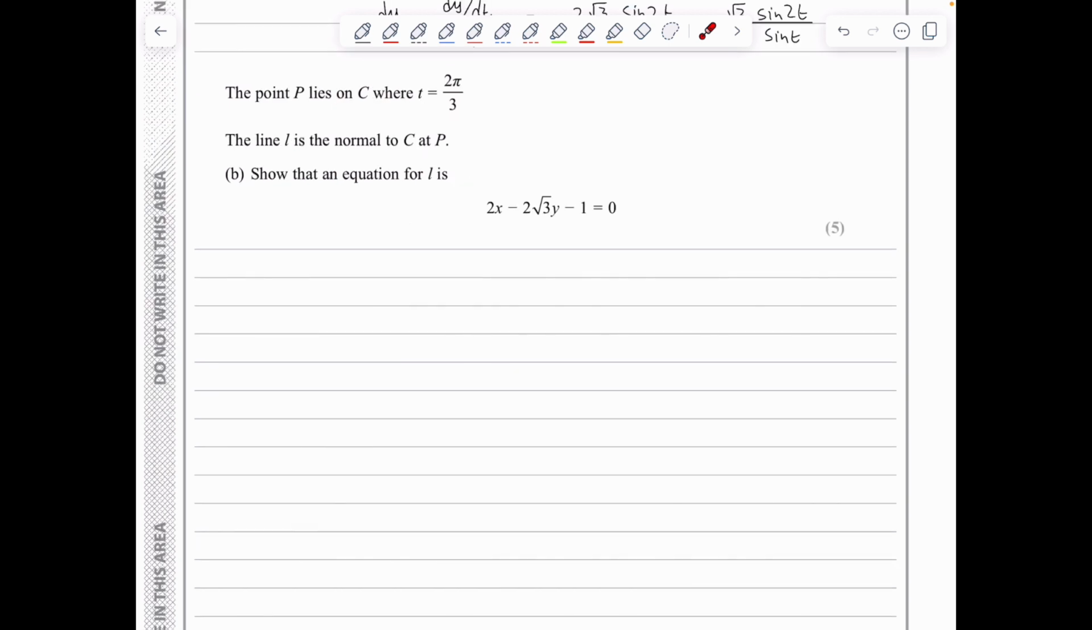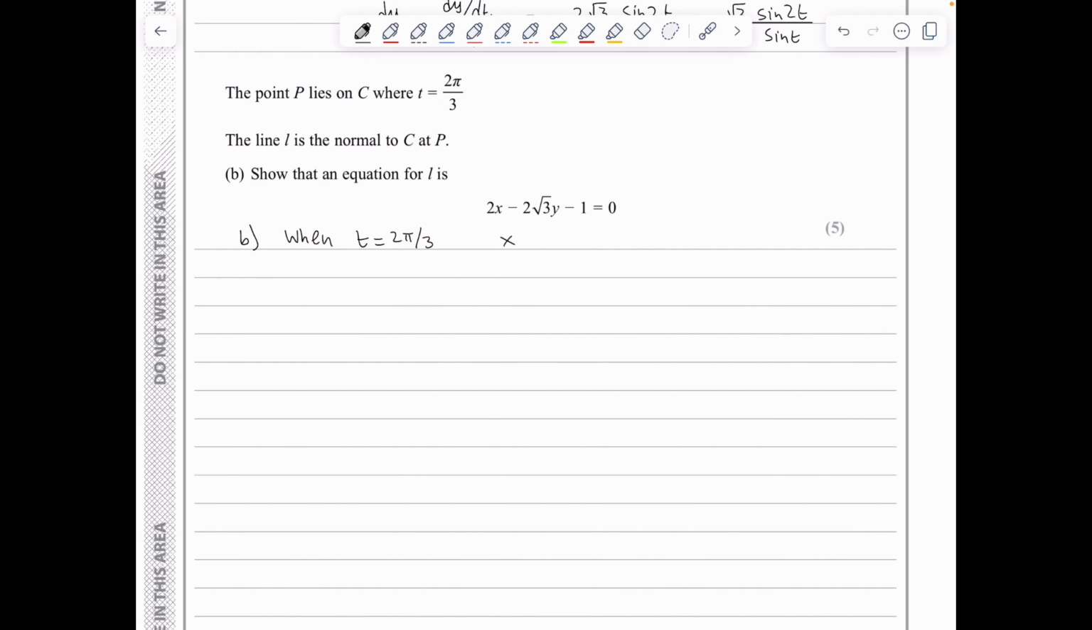We are then told that there's a point P on C where t is 2 pi over 3, and the line L is the normal to C at P. And we need to show that an equation for L is given by 2x minus 2 root 3y minus 1 is 0. So for this part, I will start by saying that when t is 2 pi over 3, I need to find the value of x, the value of y, and the value of dy dx.